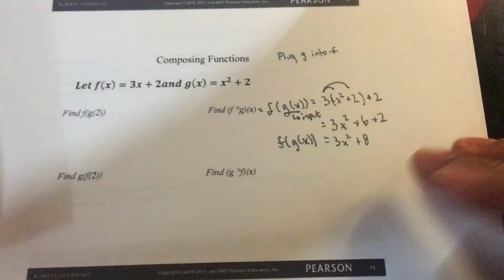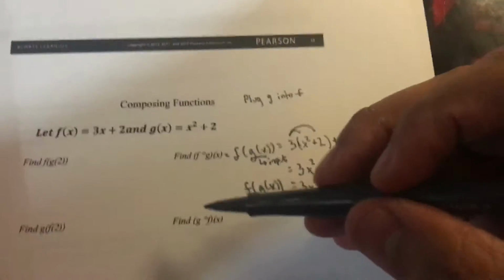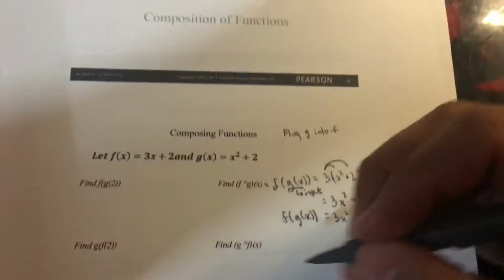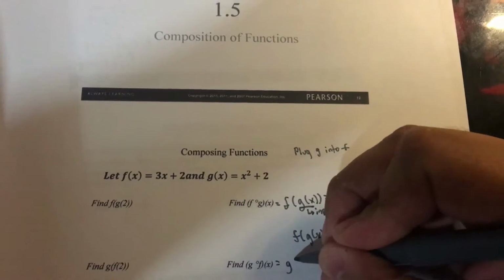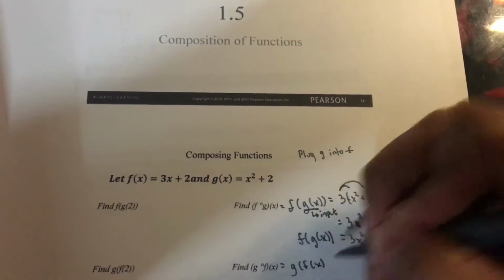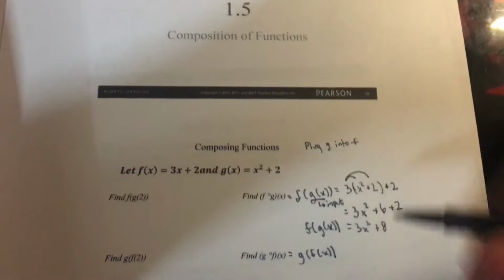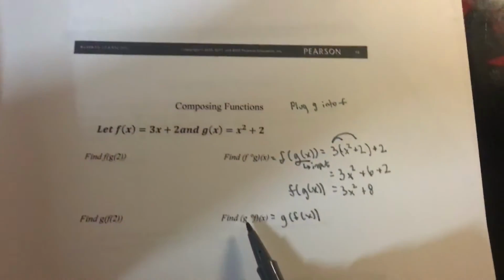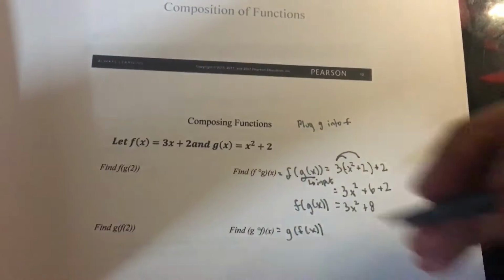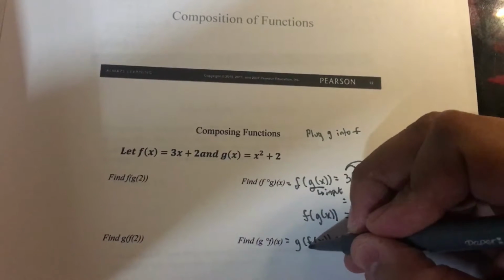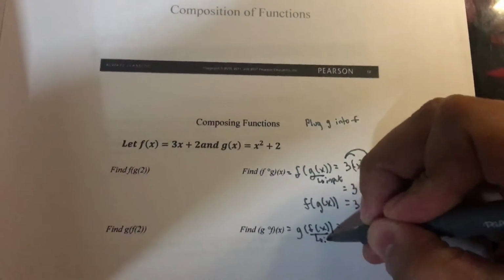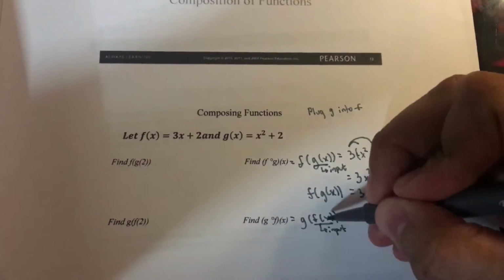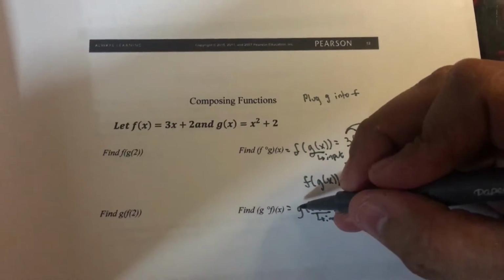Continuing with this problem, again I can write it two different ways. Here, the G equation is on the outside and the F equation is on the inside. I know the G is on the outside because it's the first one I see. This is the input now, so I plug the F equation into the G.